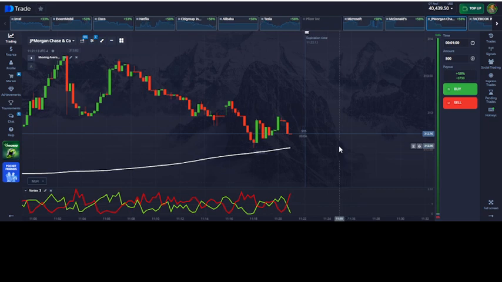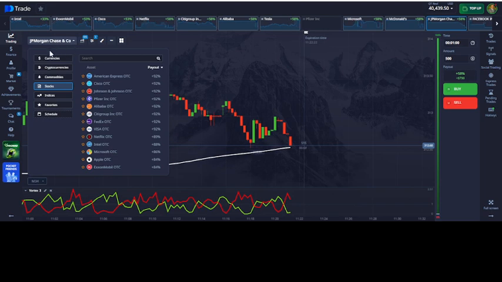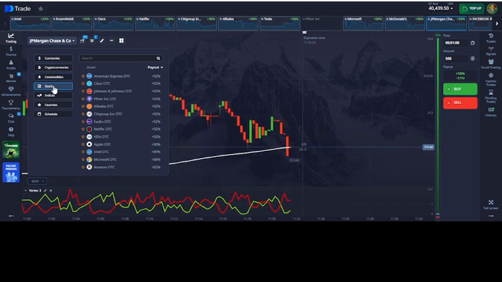So today I'm on the Pocket Option platform, and I'm going to be trading stocks on the platform here. If we click on our assets icon here to the left, Pocket Option has various assets available to trade. They have currencies, cryptocurrencies, commodities, and stocks. I'm going to be focusing on the stocks.